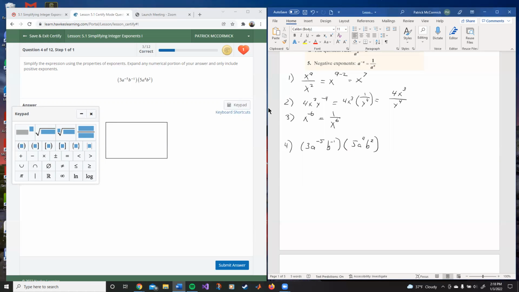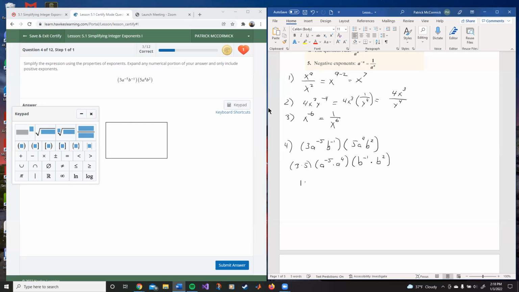All right, so I'm going to regroup this with our constants, then the a's, and then the b's. So this would be equal to 3 times 5, a to the minus 5 times a to the 4th, b to the minus 1 times b squared. Now I can do this because it's all multiplication. Multiplication is commutative. It doesn't matter what order. So now let's go ahead and tackle each one separately.